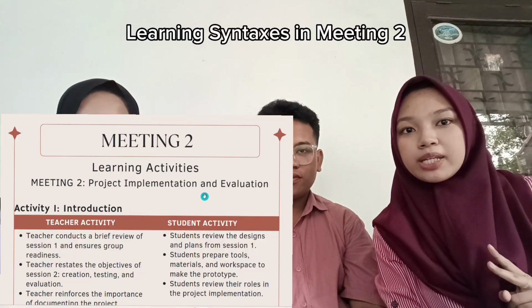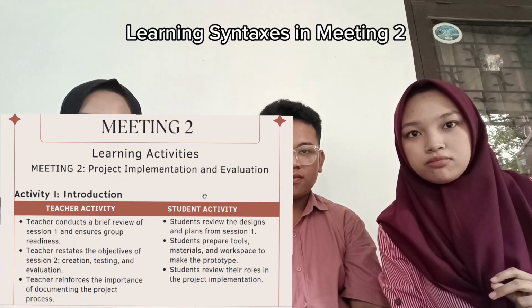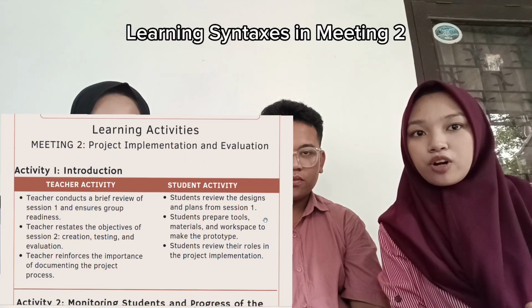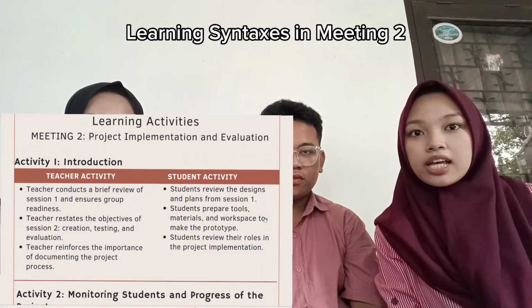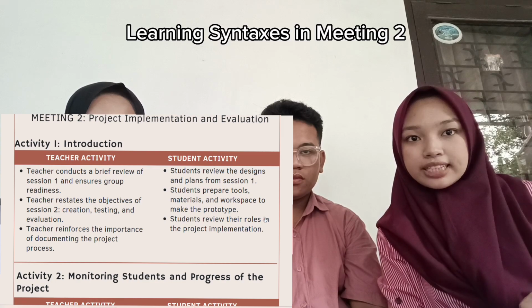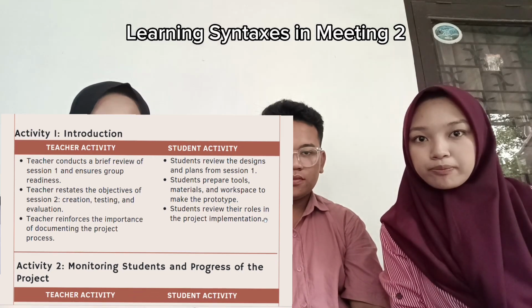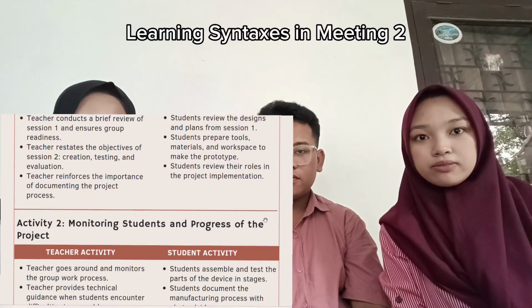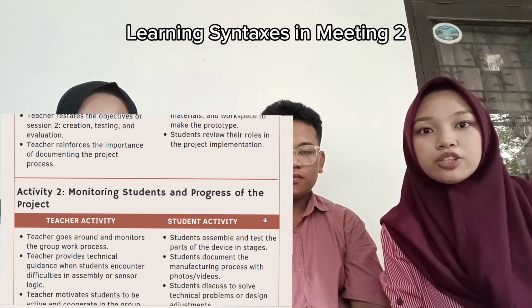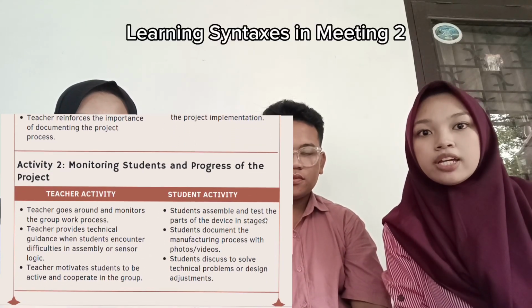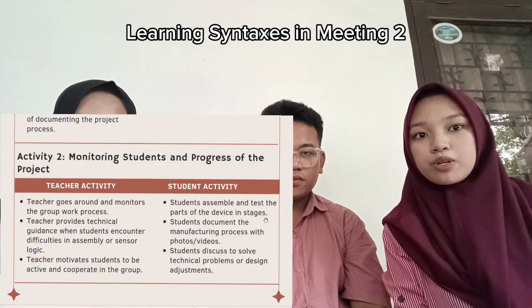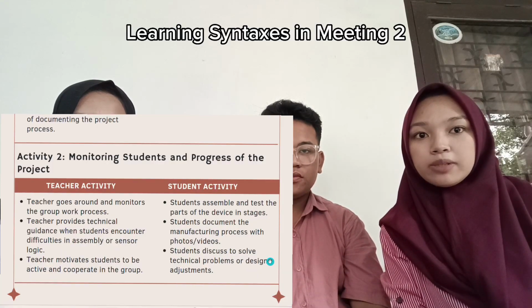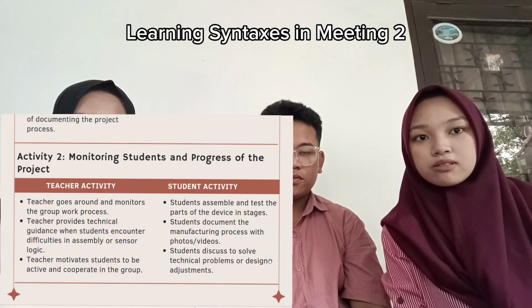Meeting 2 is project implementation and evaluation. Activity 1 is introduction. Here students review the design and plans from session 1, or from meeting 1. And students prepare tools, materials, and workspace to make the prototype. And students review their roles in the project implementation. Activity 2 is monitoring students' progress on the project. Here students document the manufacturing process with photos or video, and they discuss to solve technical problems or design adjustments.